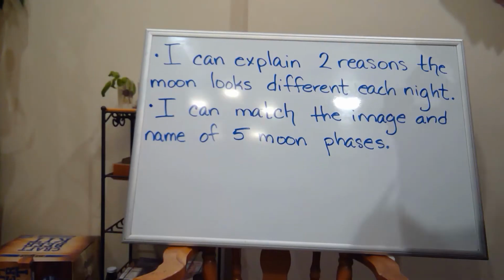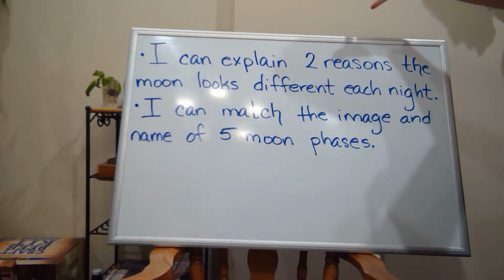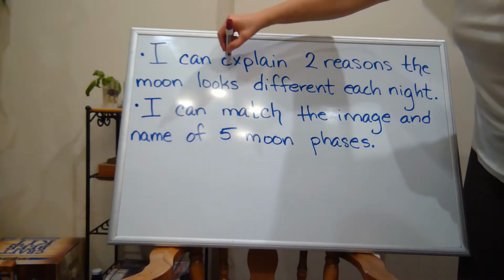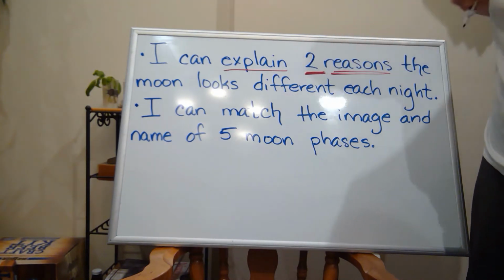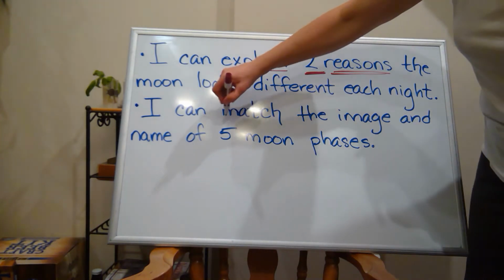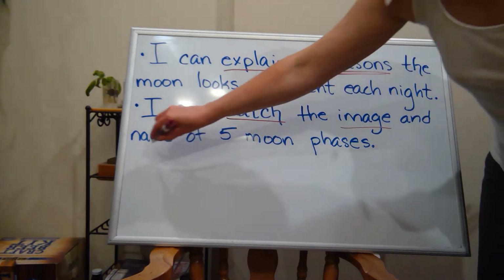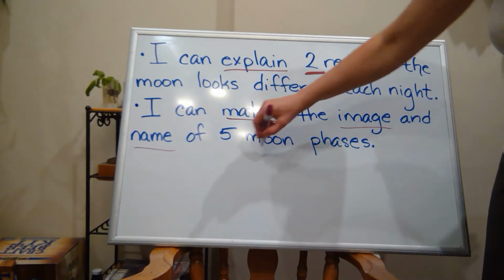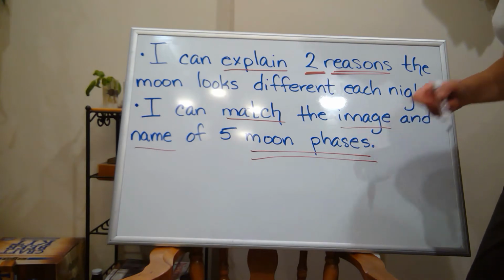So let's start with our I can statements. By the end of today's lesson, I feel you can do this. You can explain 2 reasons the moon looks different each night. And I believe you can also match the image and name of 5 moon phases. That's a new word, phases, and we'll go over that.